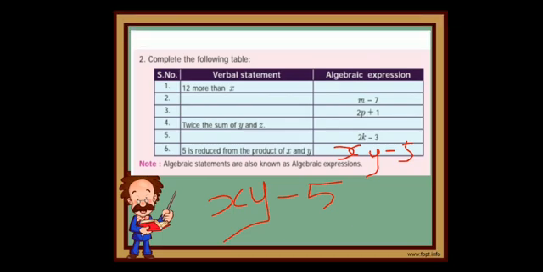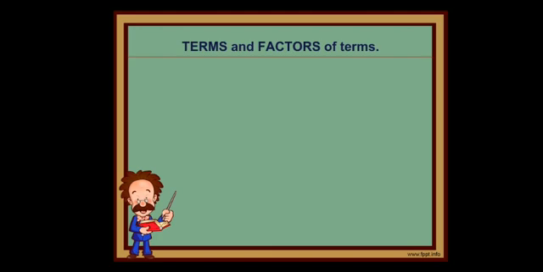Okay. So now we will see what are terms and factors of the terms. So we'll consider an algebraic expression like this, 6x plus 1. So we got this algebraic expression 6x plus 1 by adding 6x and 1. 6x is one part and 1 is another part. If we add these two parts, 6x and 1, we are getting an algebraic expression 6x plus 1. So here the part 6x is one term and the part 1 is another term.